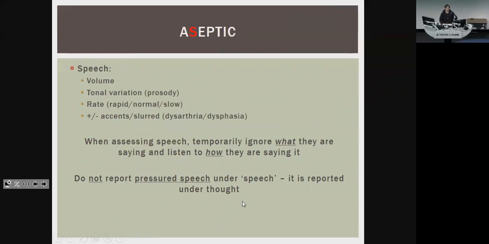Also comment on the rate and the presence of any accents or slurring, which might suggest that the patient has had a stroke or has dysphagia, normal sorts of things. Importantly, pressured speech is a disorder of thought stream, and it should be reported under thought. It is not a disorder of speech. It's very confusing. Pressured speech is seen in mania: patients talk quickly and it's difficult to interrupt them. So you would report a rapid rate of speech, but you would also say that it's pressured under thought stream. Make sense? And we'll cover that later.